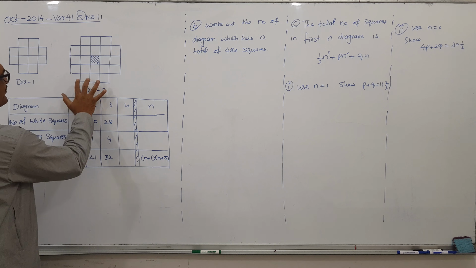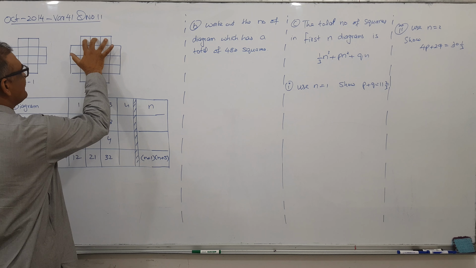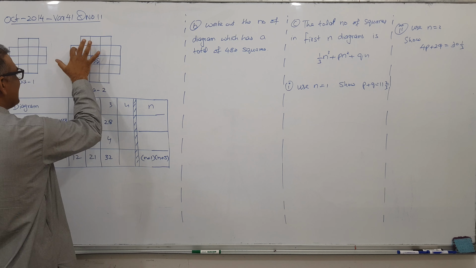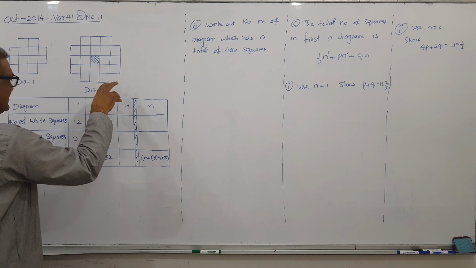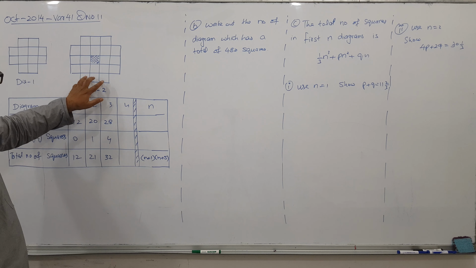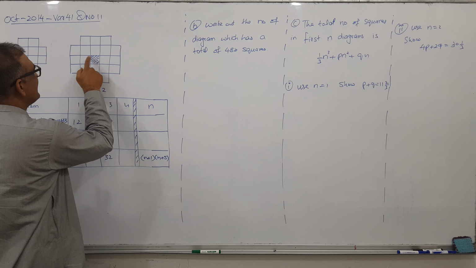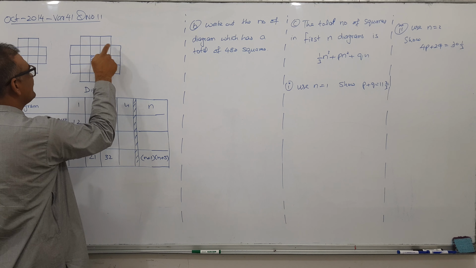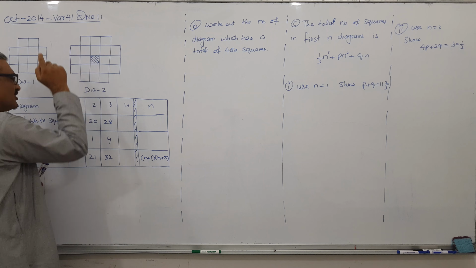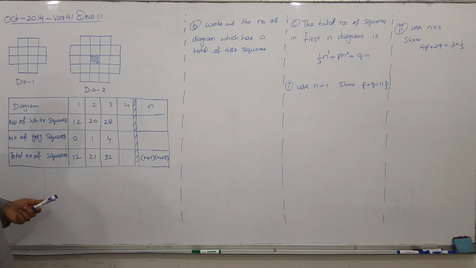Here count one time. 3, 6, 9, 12, 13, 14, 15, 16, 17, 18. Let me check again. 1, 2, 3, 4, 5, 6, 7, 8, 9, 10, 11, 12, 13, 14, 15, 16, 17, 18, 19, 20. So 20 white and 1 gray and total 21. The rest you know, what is the method.